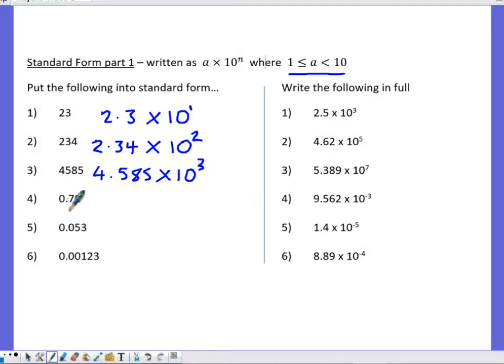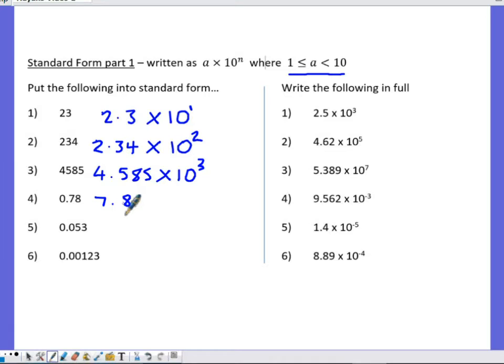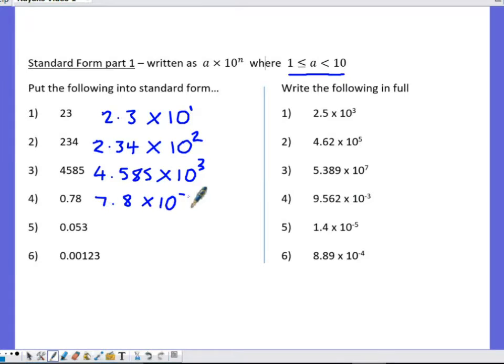This time, I need to put the decimal point between the 7 and the 8 to give me 7.8. Here, I'm going to make the 7.8 smaller. So I'm going to times it by 10, but because I'm making it smaller, the power is negative. And it's moved 1 place, so it's negative 1.